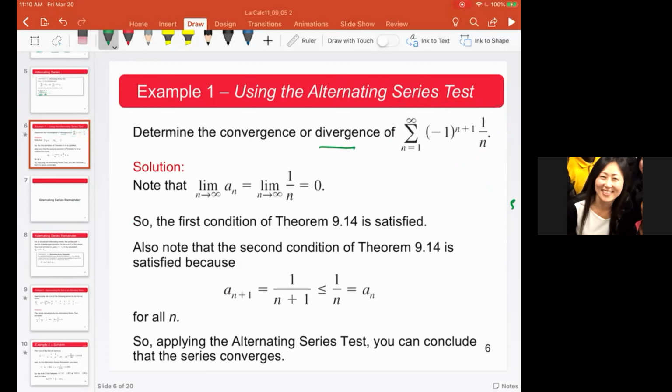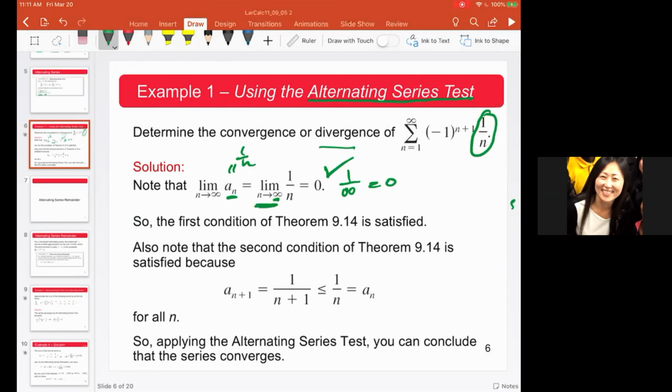So let's look at the conditions. To use the alternating series test, we need to meet two conditions. So we're going to look at this series, a_n, in other words, 1 over n. If I replace n with infinity, you get 1 over infinity, which gives you 0. So the first condition is met. Your limit approaches 0 when n goes to infinity.